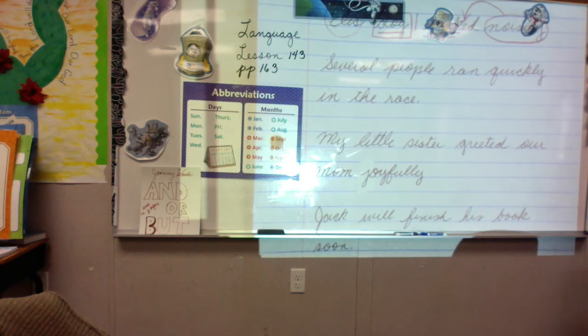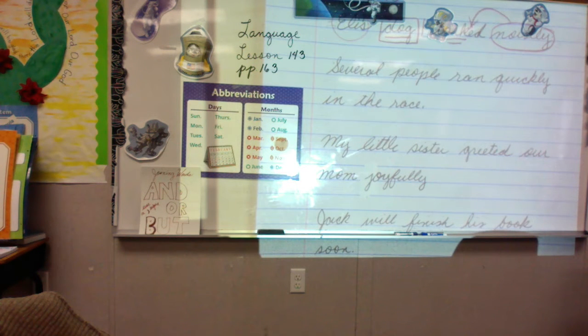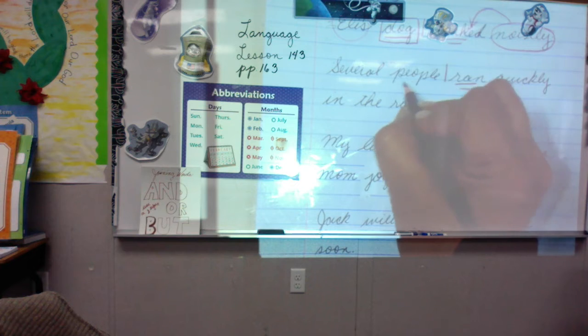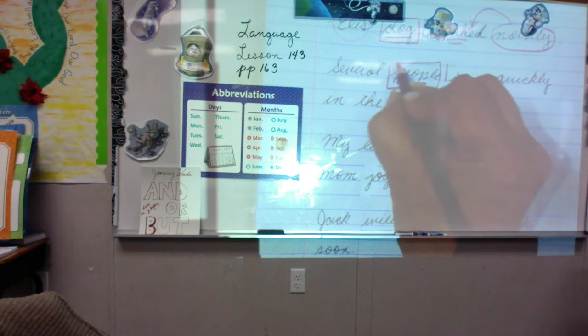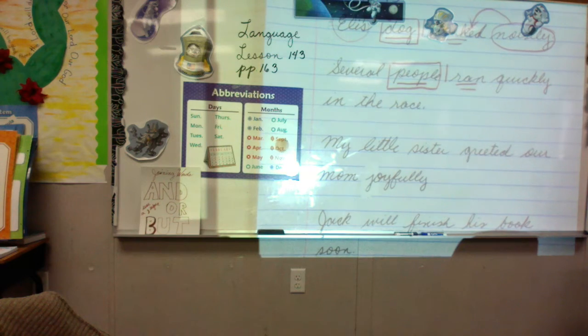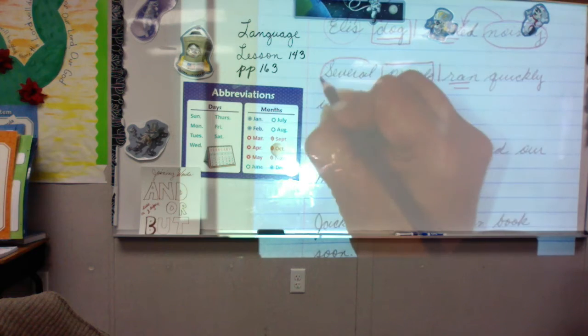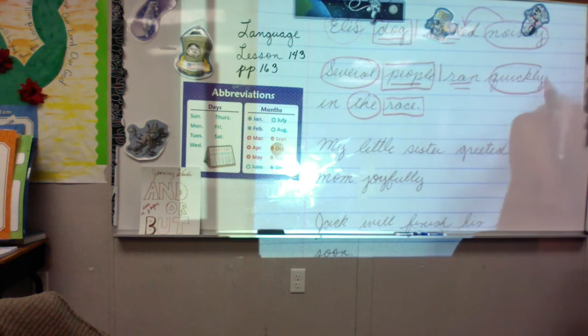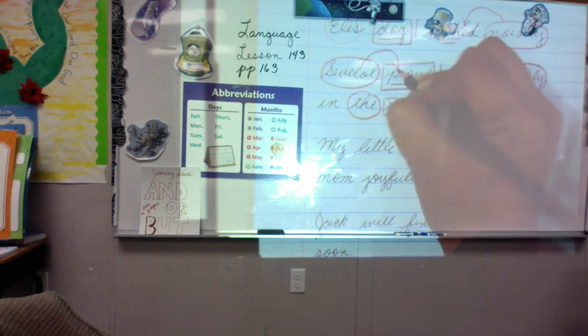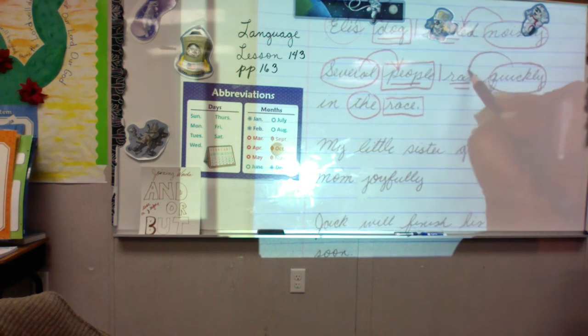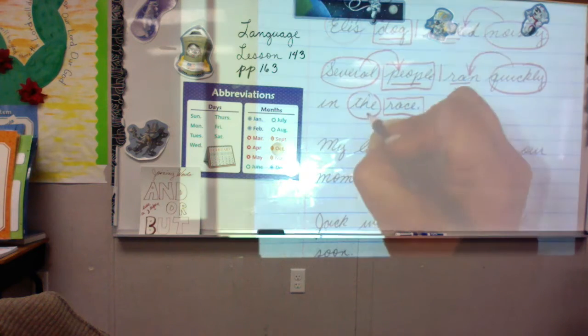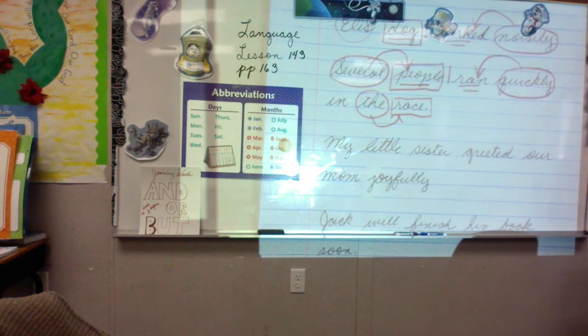The next one. Several people ran quickly in the race. I'm dividing my sentence. This is my verb, 2 lines. This is my subject. People is also a noun. Race is a noun. The is an adjective. Several is an adjective. Quickly is an adverb. Several is describing people. Quickly is describing how he ran. The is describing race.